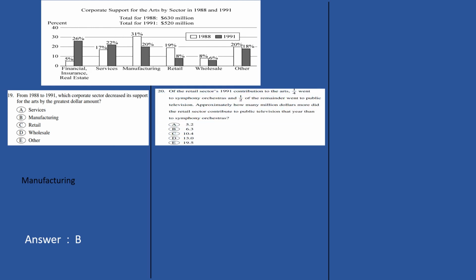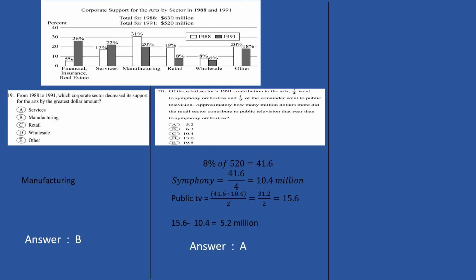Of the retail sectors in 1991, the retail sector contribution for 1991 is 8% of 520 million, which is 41.6 million. 1/4 of this went to symphony. So 10.4 million went to symphony. From the remaining, which is 41.6 minus 10.4, which is nothing but 31.2, half of that went to public TV. So public TV received the difference, 5.2 million more, which is the answer A.